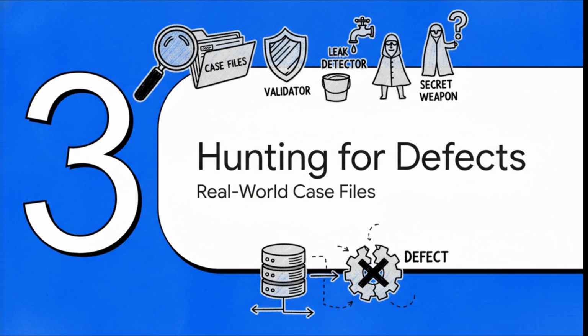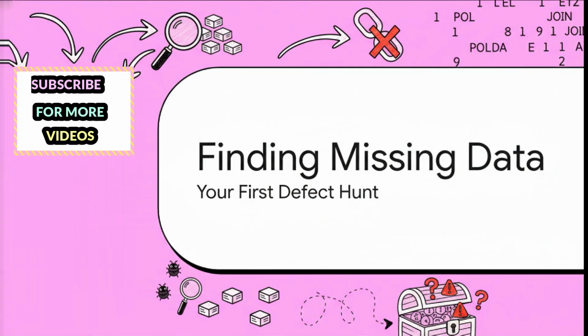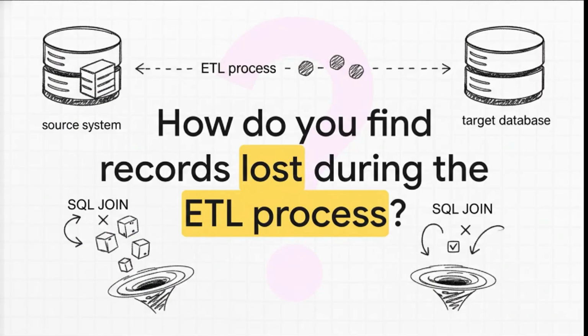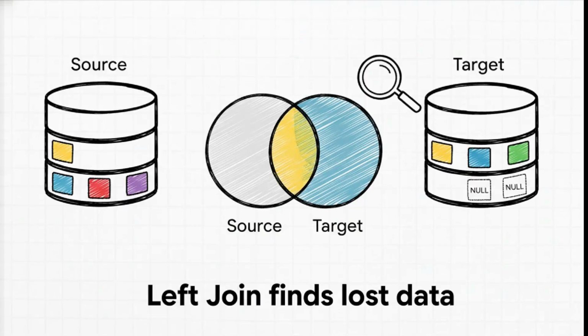All right, now for the fun part. Let's take these tools and actually apply them. We're going on our first real defect hunt, looking for the most common and critical issues you're going to find out there. So here's a question you're going to face all the time. How do you prove with 100% certainty that some data from the source system just never made it into the target database? The answer is this classic, beautiful query.